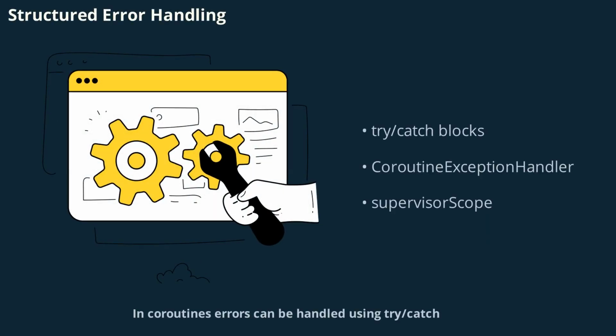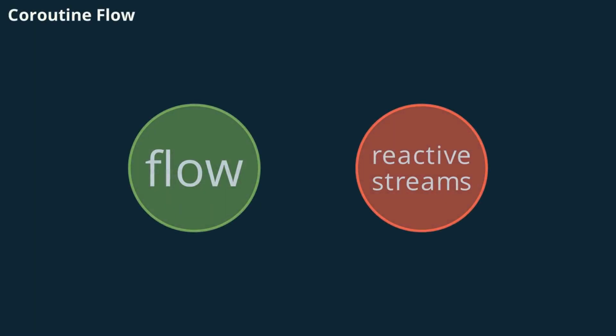In coroutines, errors can be handled using try-catch blocks or CoroutineExceptionHandler for global exception handling. You can also use supervisorScope or SupervisorJob to isolate failures of child coroutines, preventing them from affecting the parent coroutine. Coroutine Flow is a reactive stream processing library in Kotlin.